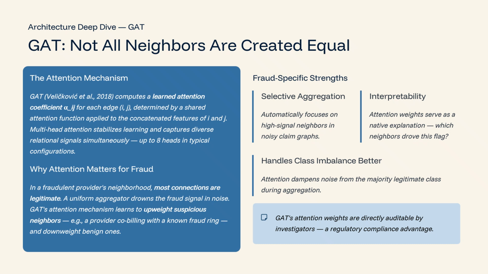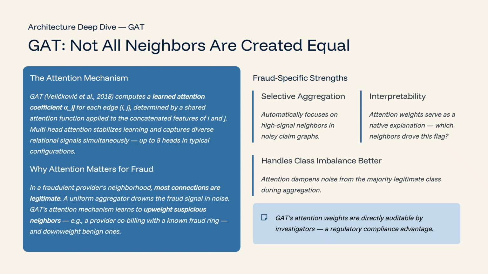With multi-head attention, typically up to 8 heads, the model captures multiple types of relational signals simultaneously and averages across them for stability. Here's why this is so powerful for fraud. In a legitimate provider's neighborhood, the overwhelming majority of connections are benign. In a fraudulent provider's neighborhood, there might be one or two highly suspicious co-billing relationships buried in a sea of 50 legitimate ones. A uniform aggregator lets the majority drown out the minority. GAT's attention mechanism learns to invert that dynamic, upweighting the suspicious neighbors and suppressing the noise.